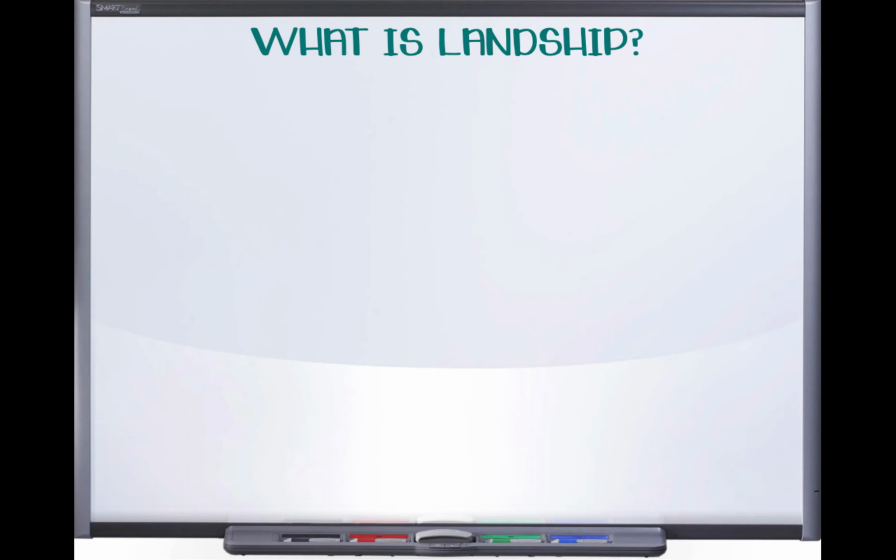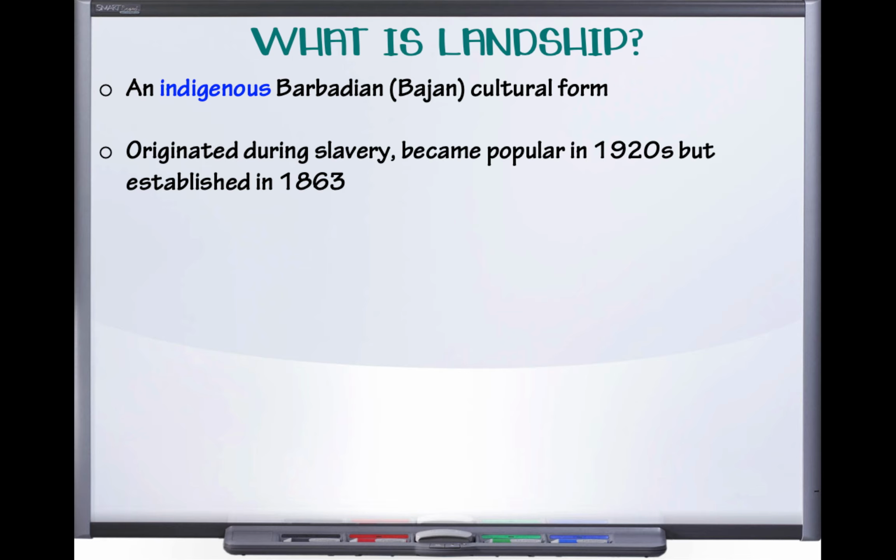What is Landship? The first cultural form that we are going to be doing as a form for theatre arts. Landship is an indigenous Bajan cultural form. Indigenous meaning that it was created in Barbados. It belongs to Barbados. It started pre-emancipation, but it was only established after emancipation, and became popular in the 1920s. So the name says it all. Basically, it's a ship on land. They're pretending to be on a ship, but obviously you cannot have a ship moving on land.